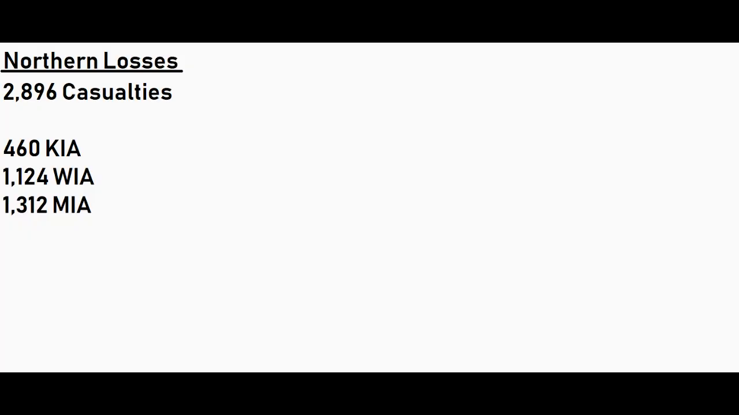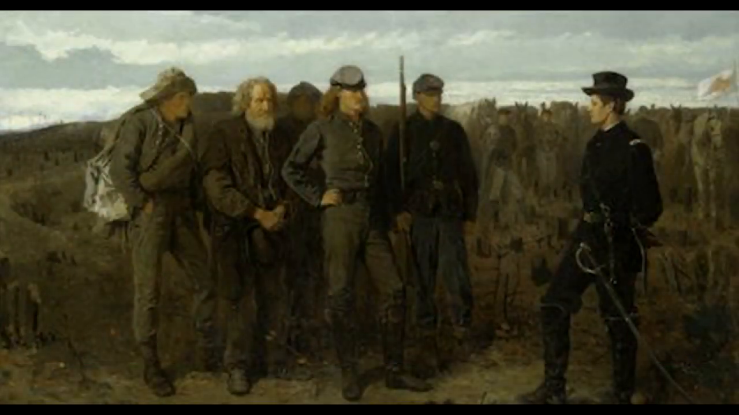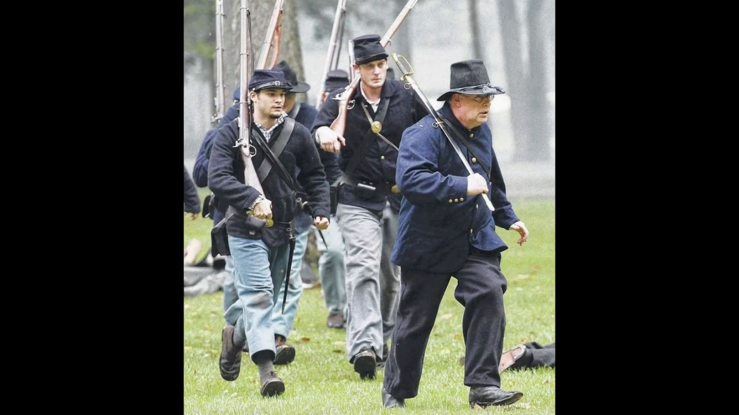Northern casualties included 2,896 men, 460 of which were killed, 1,124 wounded, and 1,312 missing. This is significantly larger than the Southern casualties of 1,982 men, in which 387 were killed, 1,582 wounded, and only 13 missing. Due to this loss, the Union realized the war would not be swiftly won as they had expected. This had a positive impact on future Union battles because of preparations made shortly after this battle.